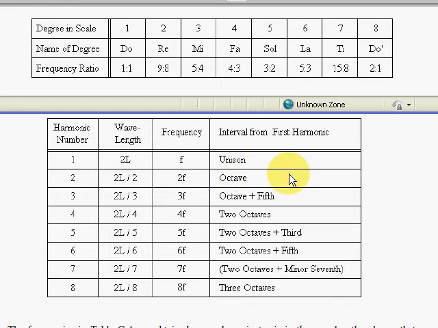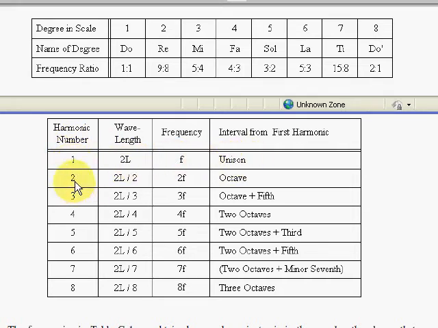Talk on the overtones, the harmonics, and how to get these intervals. Now, first of all, let's note that these are the harmonics. 1 through 8 are listed, and they go on and on if you want more. Notice that the first one is also called the fundamental.